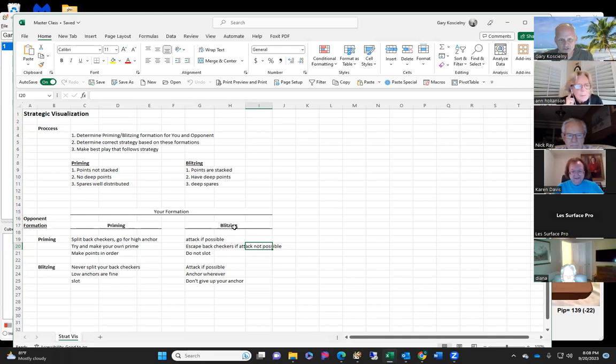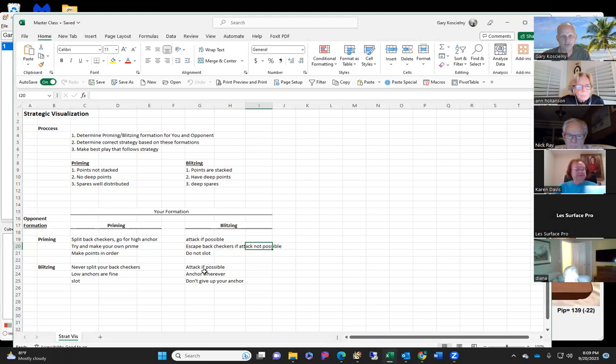If our formation is blitzing, we want to blitz, which is to attack if possible. If we can't attack, then we want to escape the back checkers if possible. Usually we're up in the race. We're not going to slot necessarily, because we want to attack, and not let our opponent get a chance to slow us down. With a blitz, you need both rolls to make a point generally.